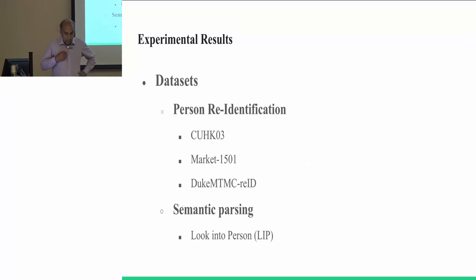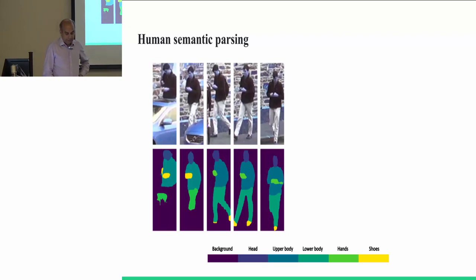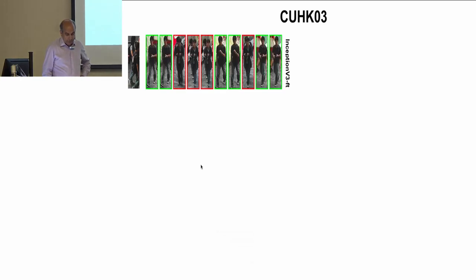We have these 3 data sets for this problem, and then this data set for semantic segment parsing. Given these images, we come up with these kinds of results, where we have shoes, head, lower body, upper body, and so on. And this is another person, and these are the semantic segmentations. Now, the results for re-identification are shown here. This is the query image. If you use a simple neural network like Inception 3, you will get these results.